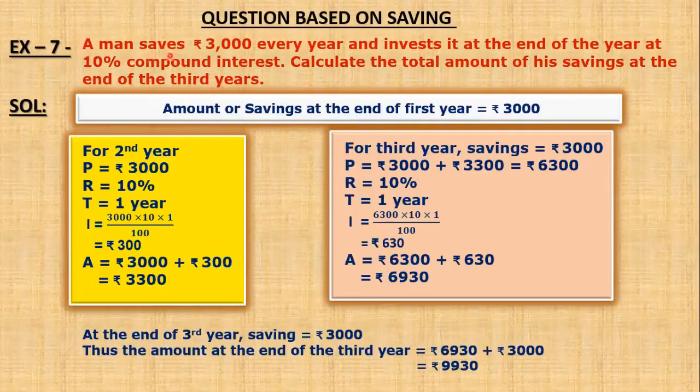A man saves rupees 3,000 every year and invests it at the end of the year at 10% compound interest. Calculate the total amount of his savings at the end of the third year.